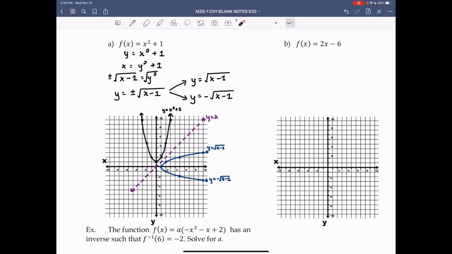Is the inverse a function? No, the inverse would not be a function because it does not pass the vertical line test. We could also tell this by looking at the original function. It doesn't pass the horizontal line test, so then the inverse of that function will not be a function.